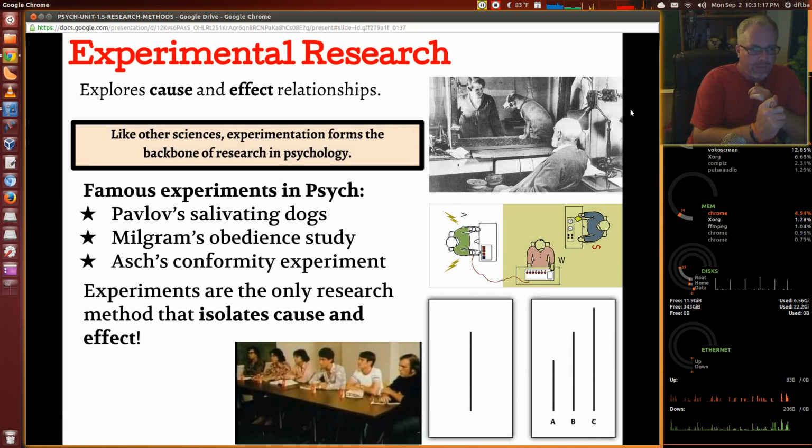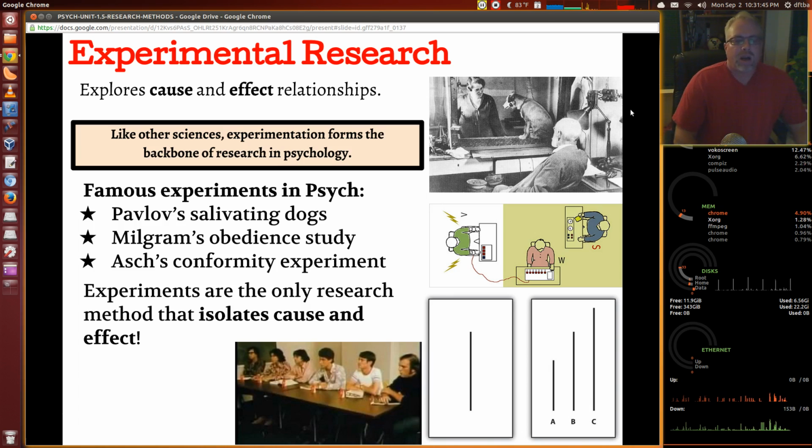Let's look at experimental research. This explores cause and effect relationships, and like other sciences, experimentation is really the backbone of psychology and psychological research. So we've got three main ones that I show pictures of on the right side. Pavlov's salivating dogs, that we'll talk about some in class with Psych Trek for sure. Milgram's obedience study, which we've already mentioned when we looked at ethics. And Asch's conformity experiment, which I'm going to take a minute here to talk about.